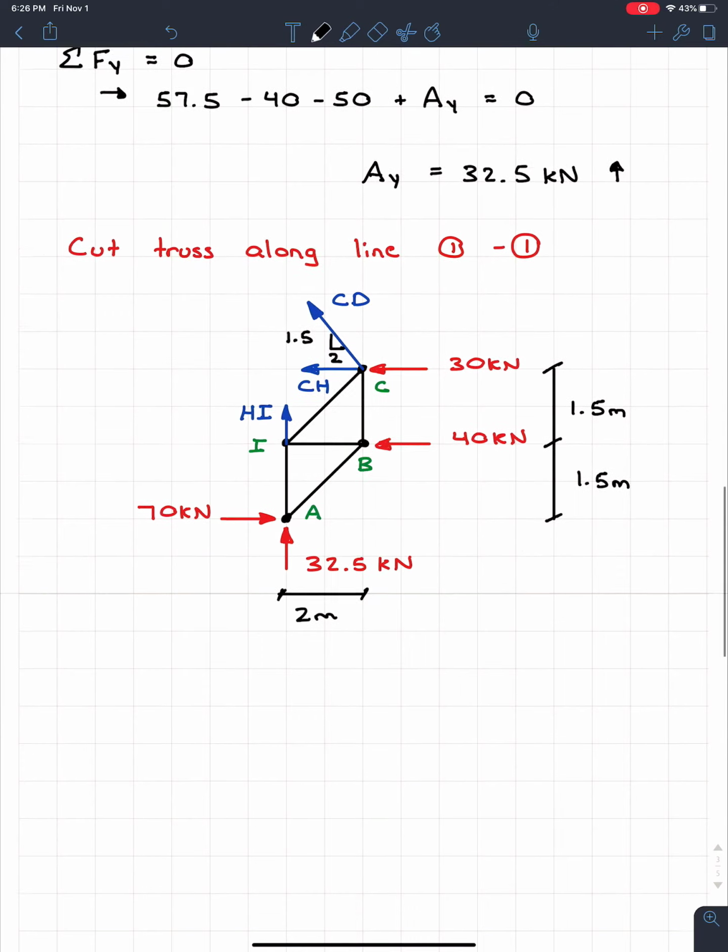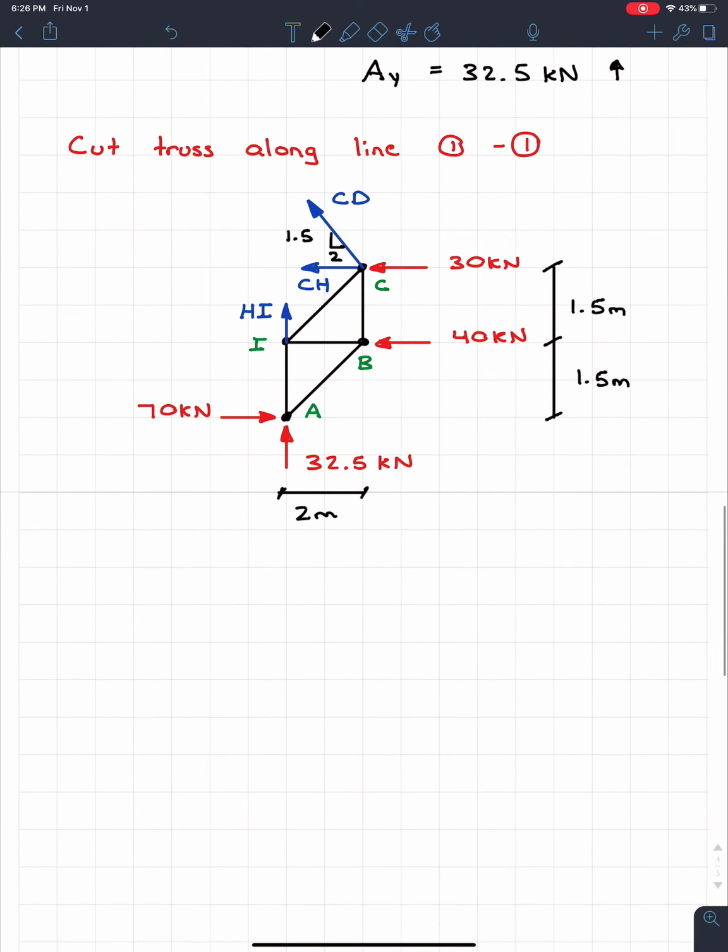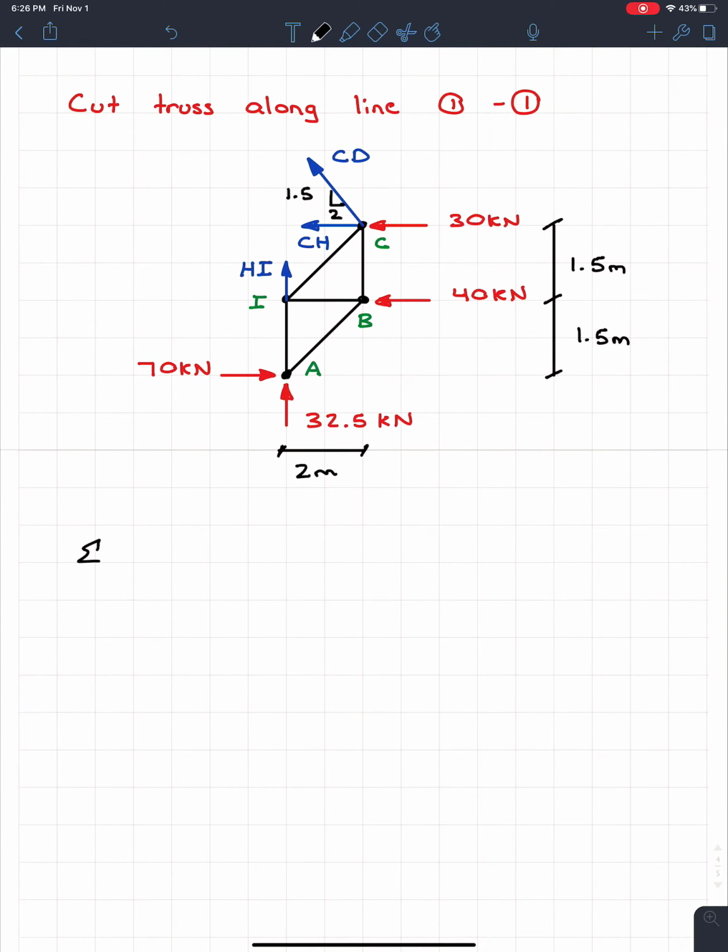But the first one I see is taking the moment at point C. Because if I do that, it'll get rid of CD and CH, which is perfect. That's exactly what I want. I don't want to deal with those. Let's get rid of them. So if I go sum of the moments at point C is equal to 0. Well, if I look here, CD doesn't create a moment, CH won't, and also that 30 kilonewtons runs through there, so we know that also won't create a moment.